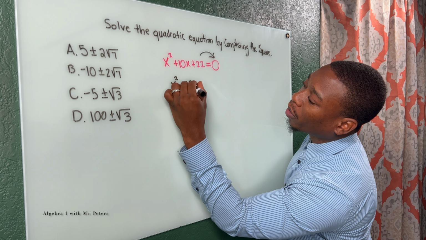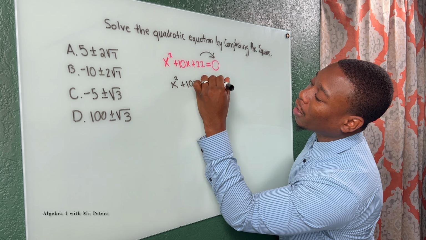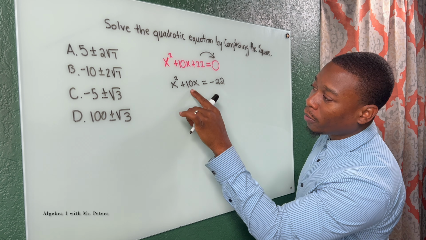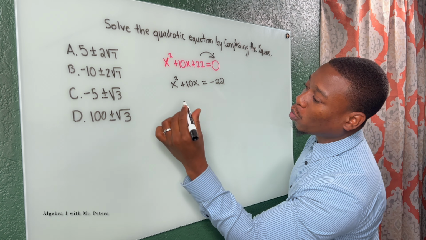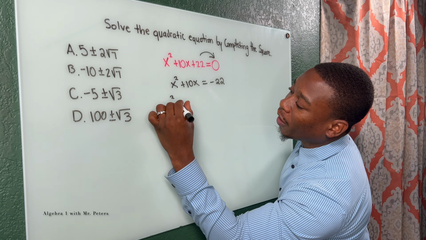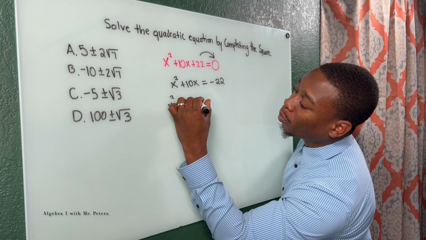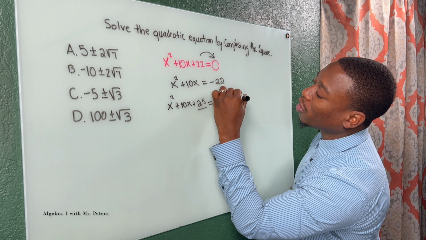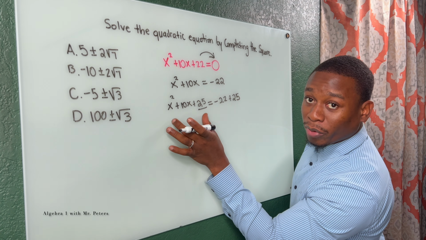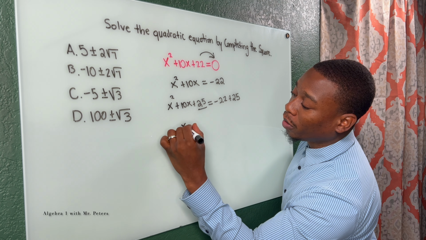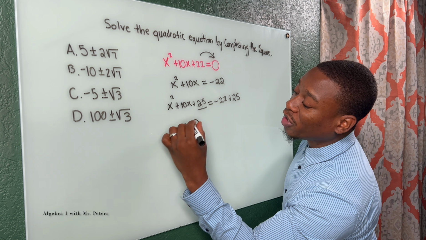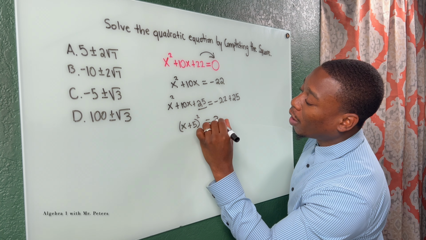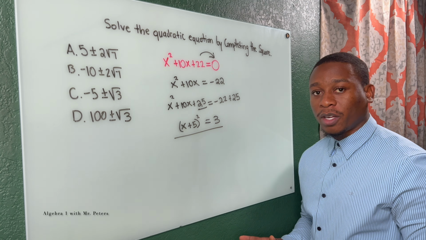So we have x squared plus 10x is equal to negative 22, right? Now we know to complete the square, half of our b is 5. 5 squared is 25. So we have x squared plus 10x plus 25 is equal to negative 22 plus 25. Now we break this back down to the binomial, right? So x plus 5 is what we square to get this perfect square trinomial, and this is equal to positive 3.